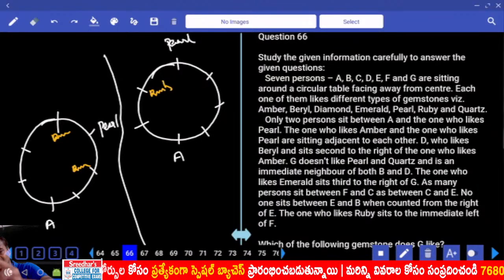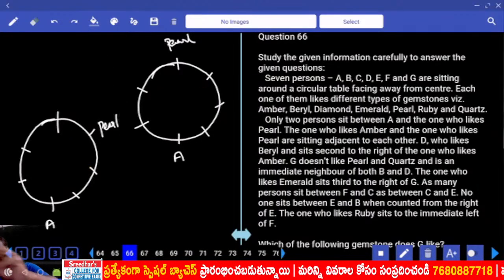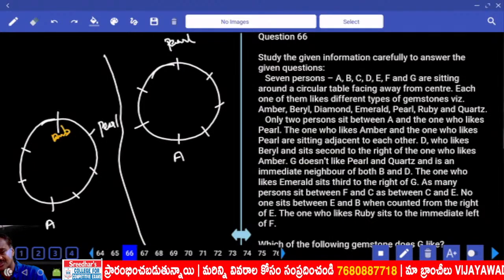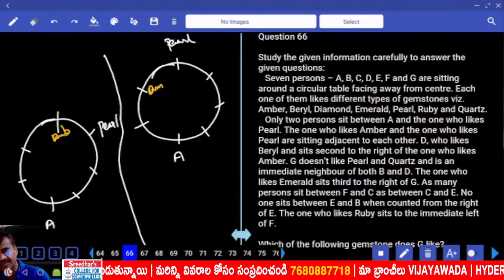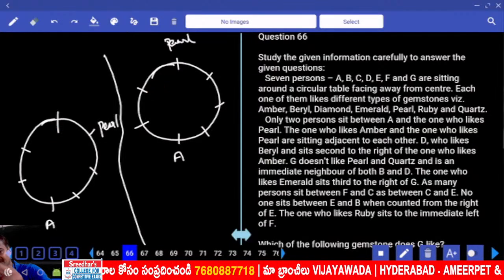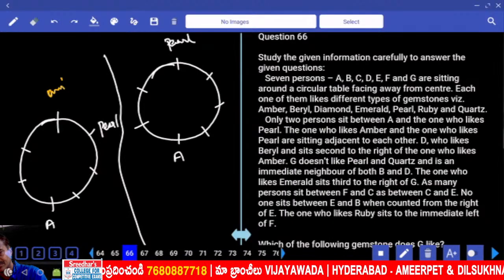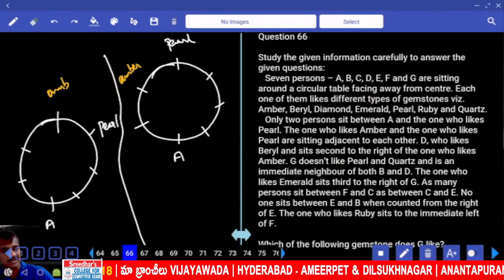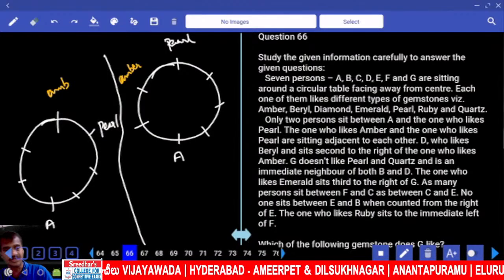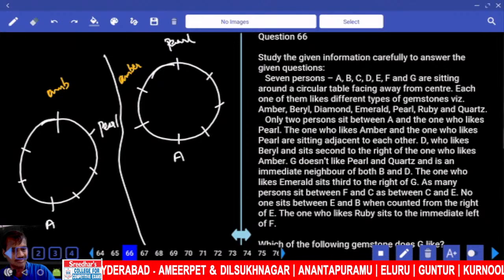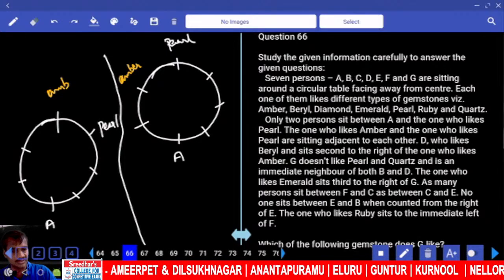In both the cases, let us start with the same case. Clear? Now, Amber at this place. Here again, Amber at this place. Now, these are invalid, then there will be another possibility. Amber is here, then Amber is here. In both the cases, same possibility. And left hand side to E. Then, Amber and the one who likes Pearl are adjacent to each other.